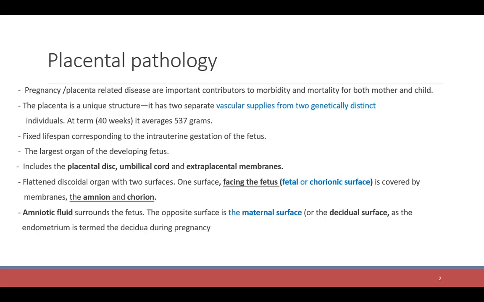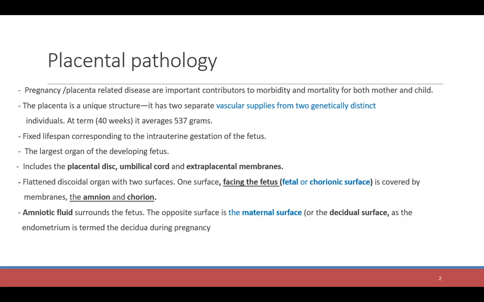Let's remember the average weight of the placenta. Usually the weight is around 500 grams. Remember this number: around 500 grams. The lifespan of this specific organ, as you know, is very limited. There is no organ with such an expiring lifespan other than the placenta. The lifespan is very well known. It's about 40 weeks. It's the largest organ in the developing fetus. The largest organ in the developing fetus is the placenta.